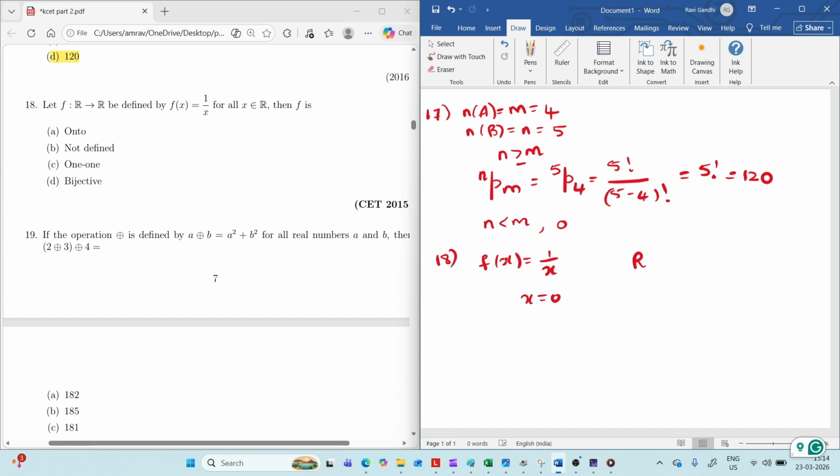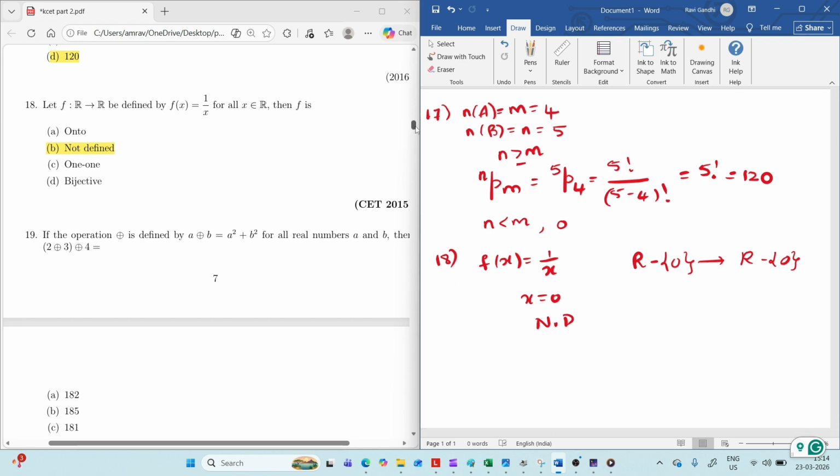what happens to the given function? The function will be not defined. So since the function itself is not defined, you cannot even tell whether it is one-one and onto, since the domain and codomain given is real numbers to real numbers. So the answer for this is very easy, option B, which is not defined. Suppose they give you the domain and codomain as R minus 0 to R minus 0, then you could have gone with checking of one-one and onto. But here since it includes 0, you say that the function is not defined.